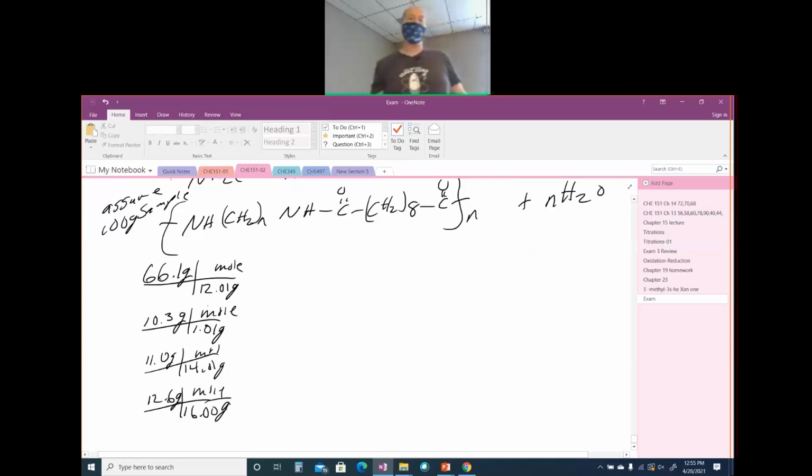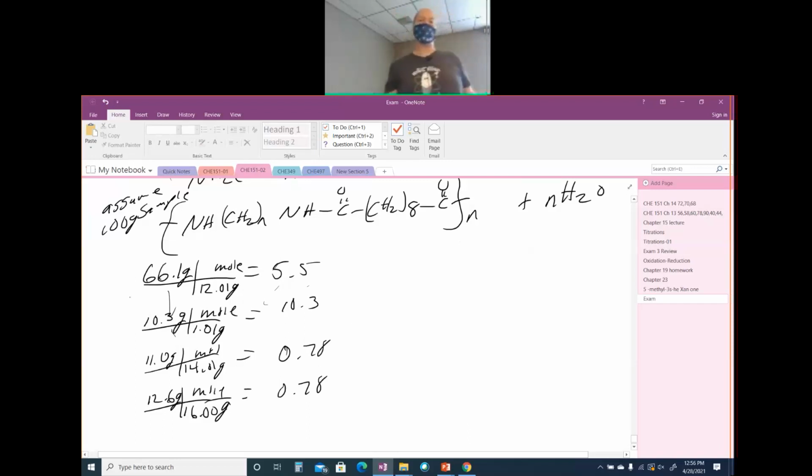So now I convert all of my masses into moles by dividing by the molar mass, and I get my numbers: 5.5, 10.3, 0.78, 0.78. When you're doing this, you have to go to moles, and then remember that you're going to divide by the smallest number. The smallest number here is 0.78. That's your smallest number, and in this case we get integers.